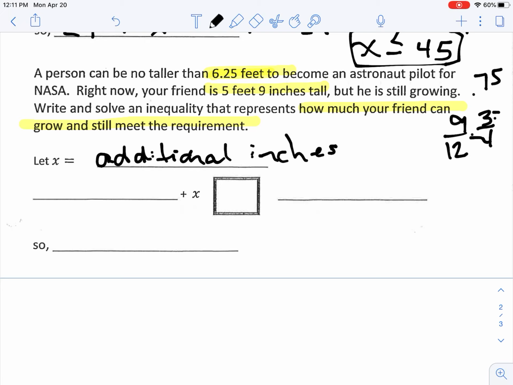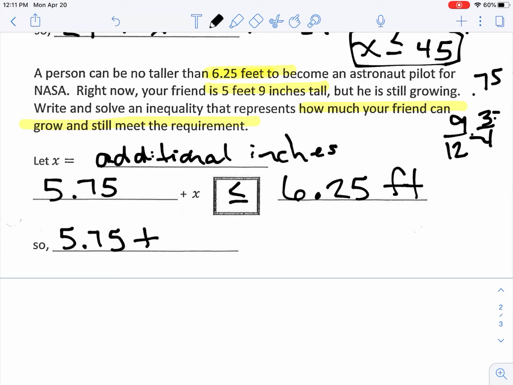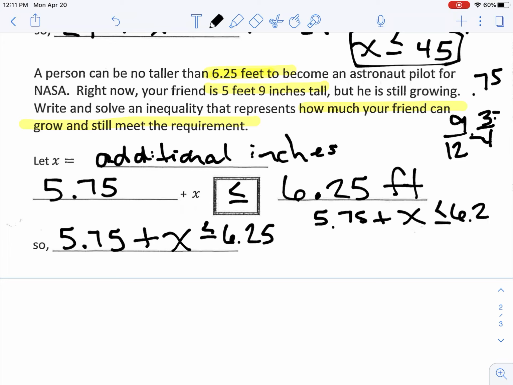So I'm actually going to call that 5 and 7/500 inches plus how many more inches could be less than or equal to, remember they can't be taller than 6 2/25 feet. So our inequality is 5 and 7/500 plus an unknown number of inches could be less than or equal to 6 2/25. So if we solve that over here, plus x is less than or equal to 6 2/25.